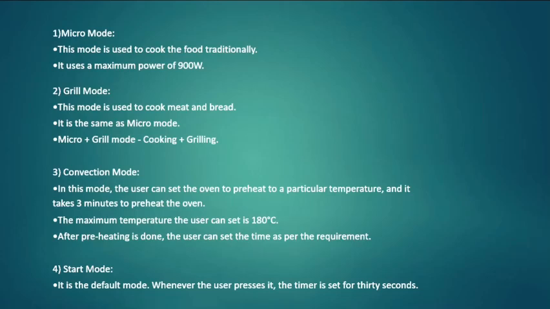Let's come to the third mode, that is convection mode. In this mode, the user can set the oven to preheat to a particular temperature and it takes 3 minutes to preheat the oven. The maximum temperature that the user can set is 180 degrees Celsius. After preheating is done, the user can set the timer as per the requirement.